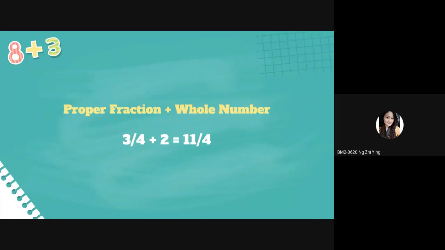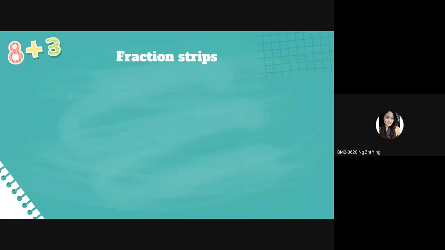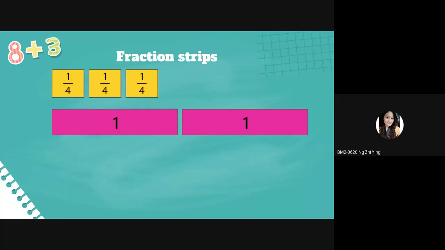Next slide, we will continue with proper fraction plus whole number. The question is 3/4 plus 2, and the sum is 11/4. We will start with the fraction strips. Fraction strips are strips with different parts of a whole. For the first step, we represent the 3/4 with the strips by folding and shading 3 parts. After that, we represent the 2, where we know that the whole number 1 occurs when the numerator and the denominator are the same.